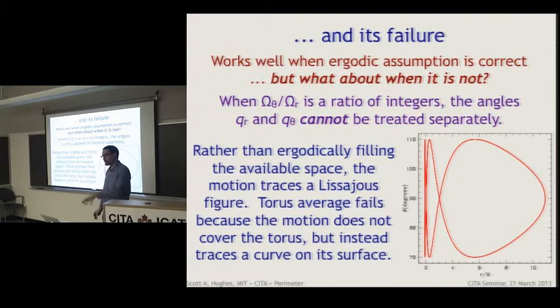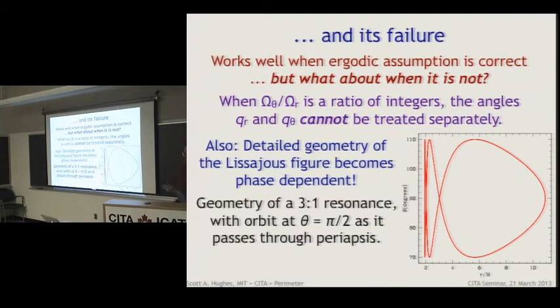And that's related to some of my concluding thoughts about where we go with this work next. So right now, let's just imagine I'm exactly on a geodesic orbit. If I hit one of these things, I no longer fill up the torus. My usual notion of torus averaging is going to fail. One thing that's particularly interesting when that happens is that the geometry of the Lissajous figure inside the torus becomes phase dependent. In other words, there's an accidental phase, which you can think of as the theta angle at the moment the orbit passes through periapsis, which sets this geometry.